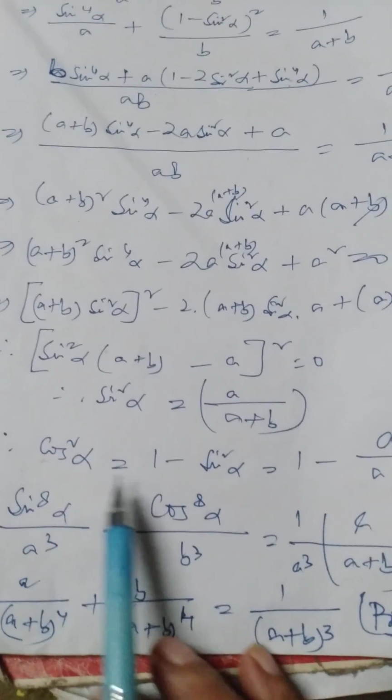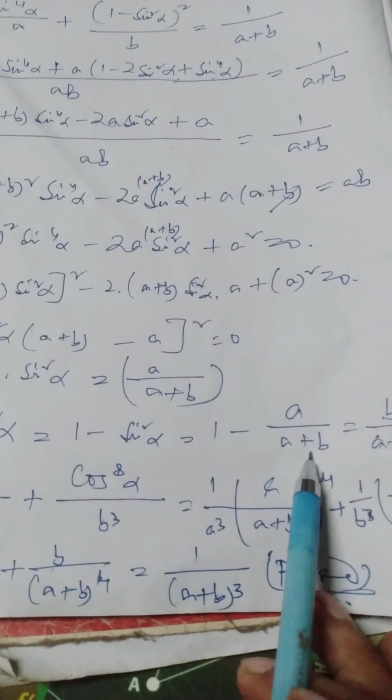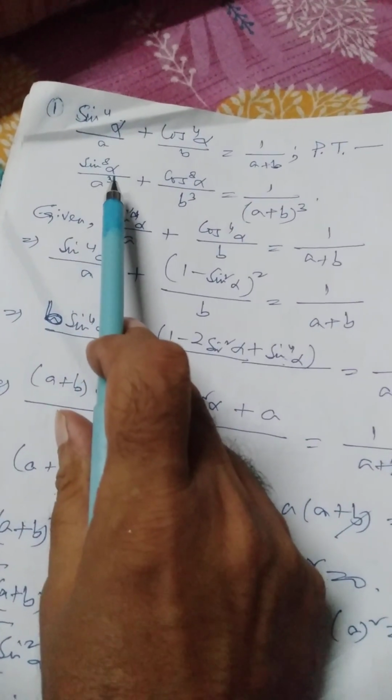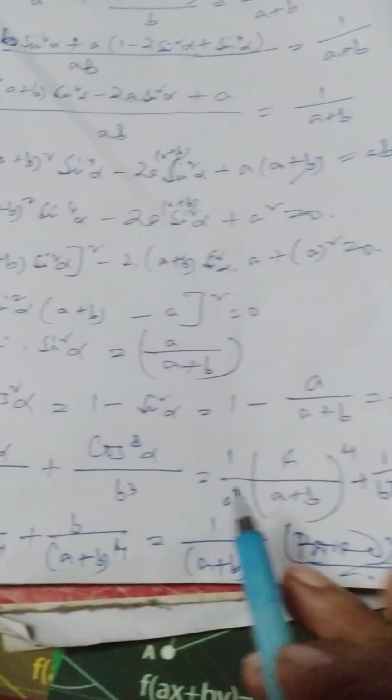So sin²α is equal to a/(a+b). Thereafter we can write cos²α = 1 − sin²α, so 1 − a/(a+b) becomes b/(a+b). Hence we have to prove sin⁸α/a³ + cos⁸α/b³.